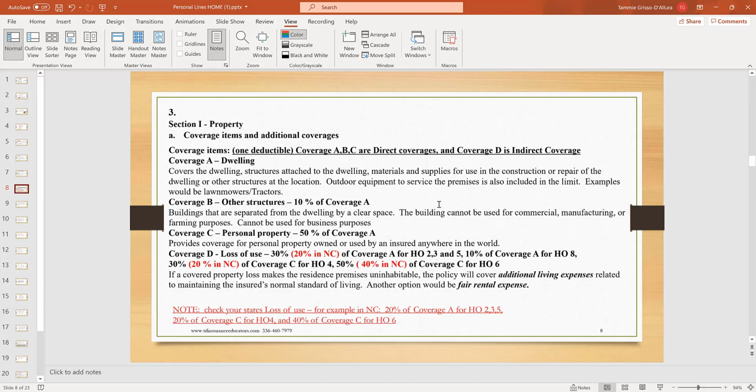You could have other structures as being tree houses. I've seen that on the state test as well. Now, what is coverage C?